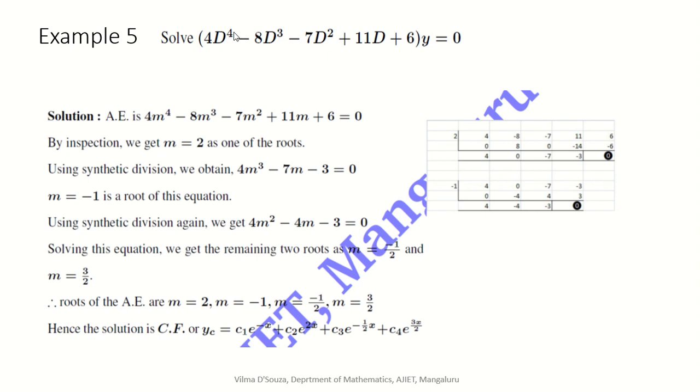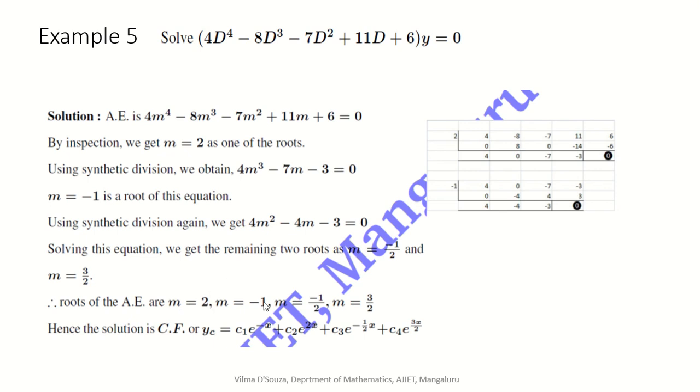And remember one thing, if you have d to the power 4, the auxiliary equation must have 4 roots. Maximum d to the power 4, auxiliary equation must have 4 roots. If it is maximum third derivative, the auxiliary equation has 3 roots. If you have only second derivative d square y by dx square, then you have to get 2 roots. Here you have the fourth derivative, so the auxiliary equation is an equation of order 4. So you must have 4 roots.